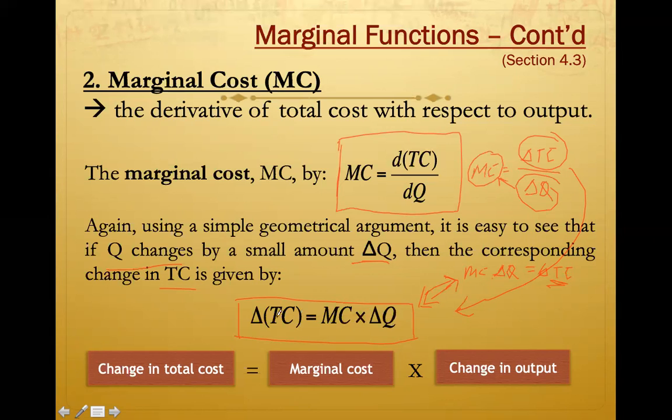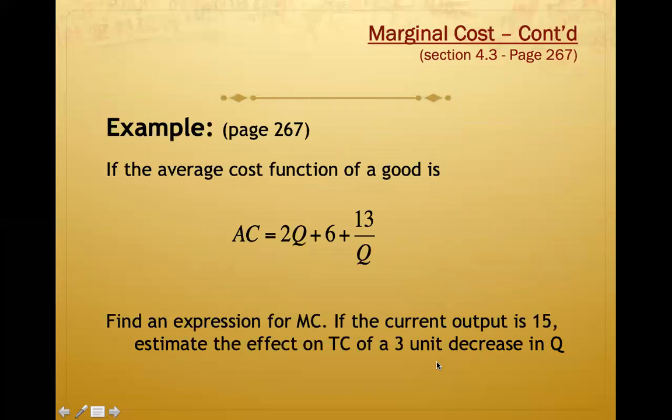Delta TC equals MC times delta Q. Change in total cost equals marginal cost times change in output. So this is the next example. If the average cost function of a good is given, we know that marginal cost is derived from total cost. So we need to find out the total cost first. And there are some ways to calculate or find the total cost.